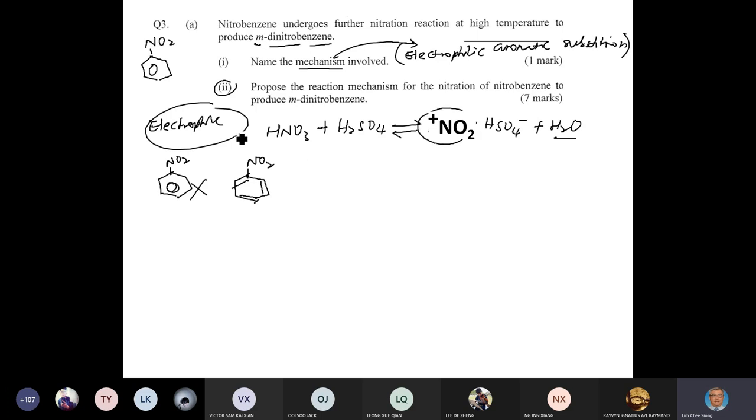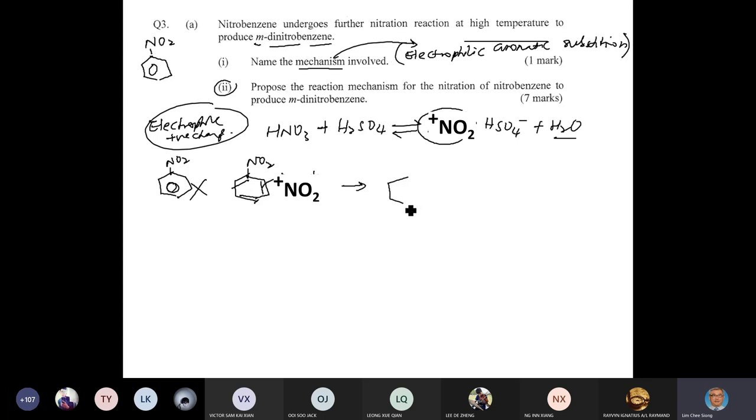Just to mention, the electrophile should be positively charged, NO2+. You don't need to put the plus, it can also be accepted. So just show the arrow direction going to the NO2 species. Not necessary to the positive charge, because the electron movement is what you must show. But the positive charge, no need.